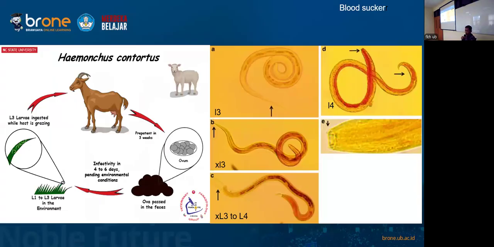Haemonchus contortus is a very famous worm in the ruminant, so you should know it well. This one is the life cycle of this worm, and larvae 3 is the infective stage of this worm. And I just show you the development from L3, or third stage larvae, to XL3, and XL3 to be L4.